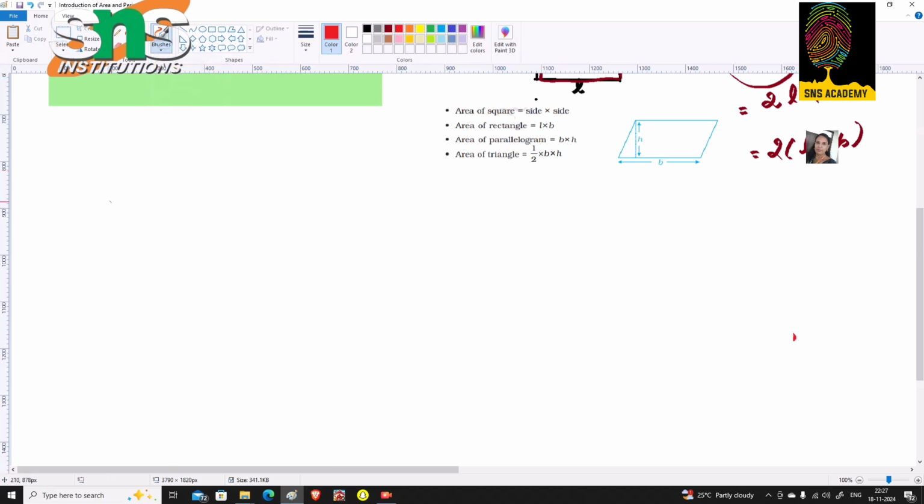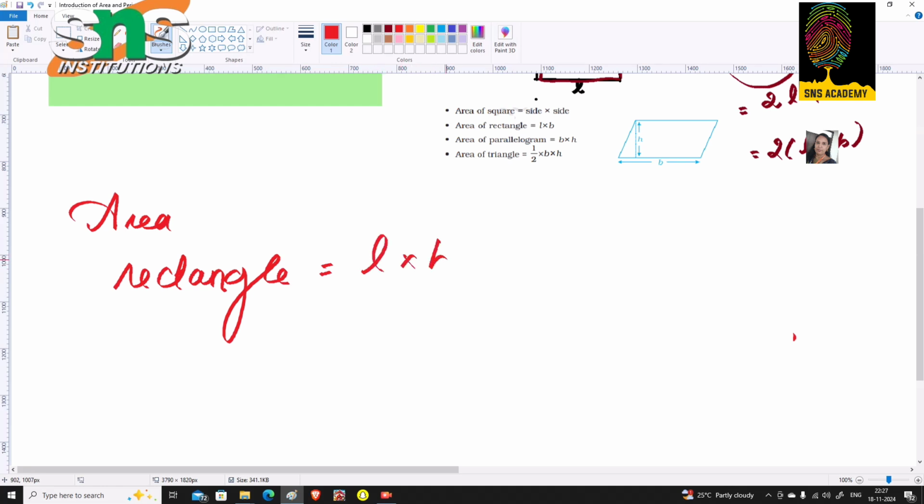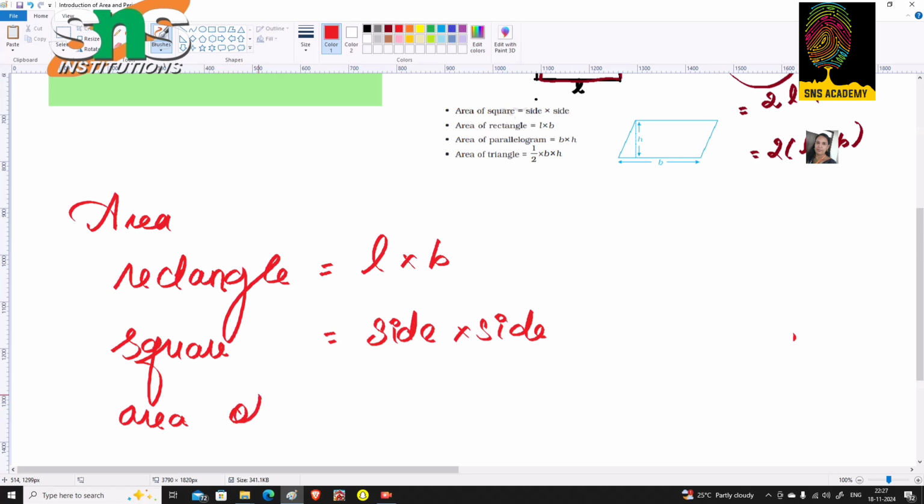Now let's recall the area of a rectangle. Yes, the area of a rectangle is always equal to length into breadth. And then the area of a square is equal to side into side, otherwise A into A. And the next one, the area of a parallelogram.